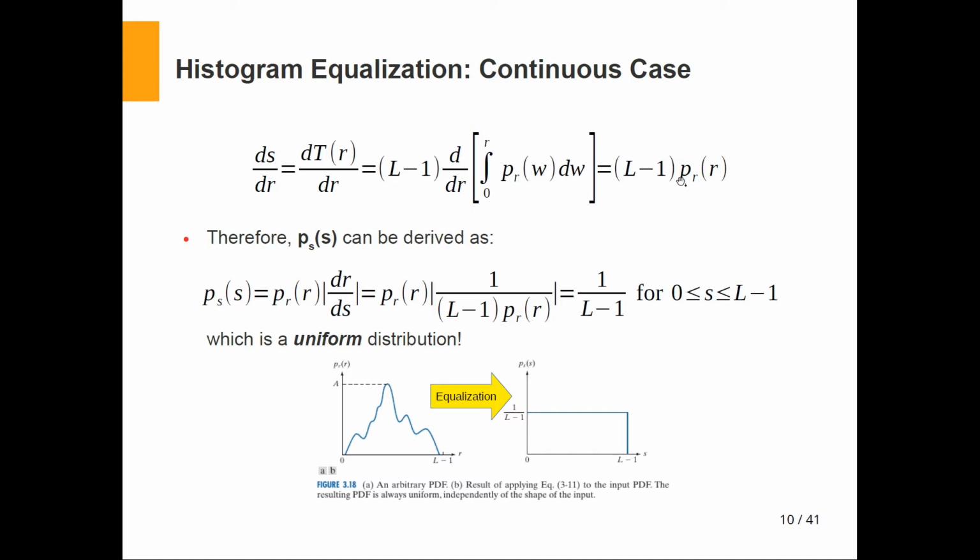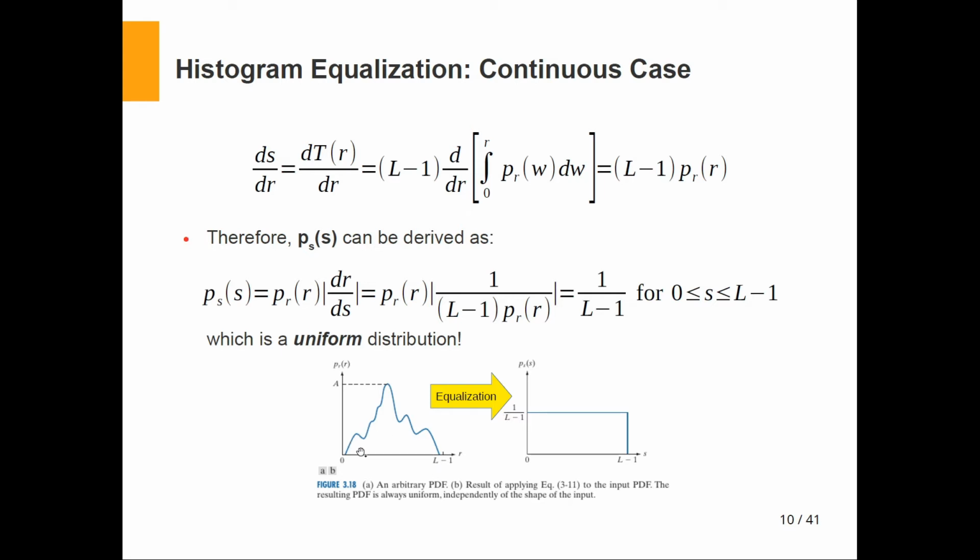So if I simply compute the inverse and replace it here, I will have PR of R multiplied by 1 over L minus 1 PR of R. Since all the values in this equation are positive, we don't have to have the absolute value, then the PS of S simplifies to 1 over L minus 1. And as you can see, this is a constant value, which means that the PDF of S will be a uniform distribution. So you can see the effect in this example.